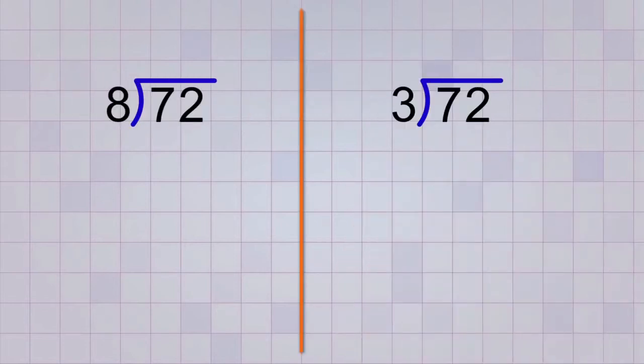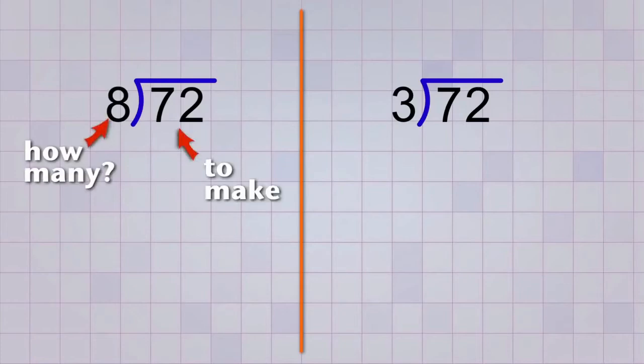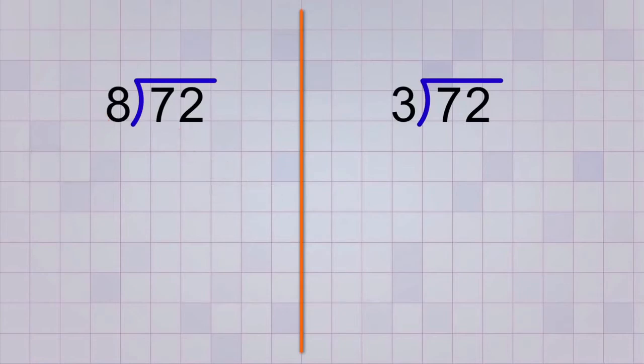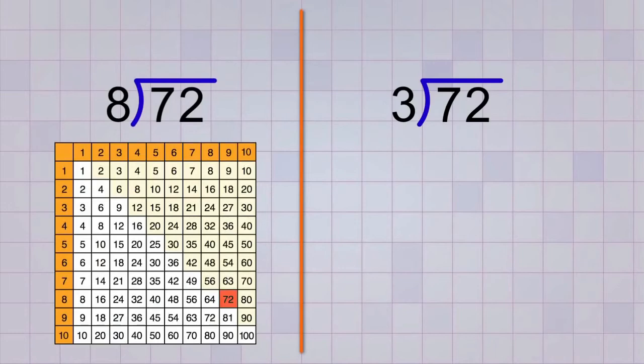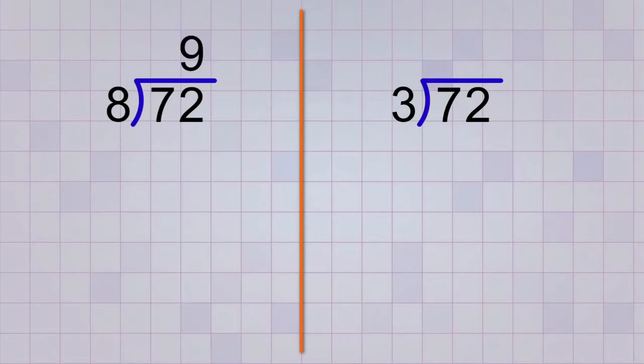Let's start with the first problem, 72 divided by 8. We just ask how many 8s does it take to make 72, or almost 72. Well, that's easy. On our multiplication table, you can see that 72 is a multiple of 8. 8 times 9 equals 72. So we put 9 in our answer line, and we write 72 below, and we see that we have no remainder. Now let's try the next problem, 72 divided by 3.